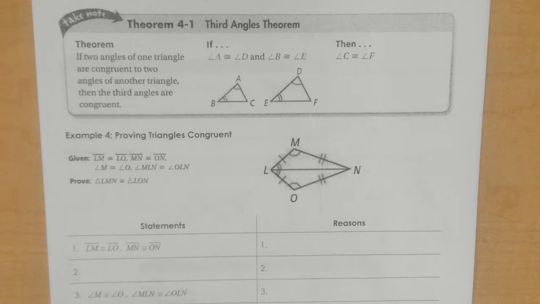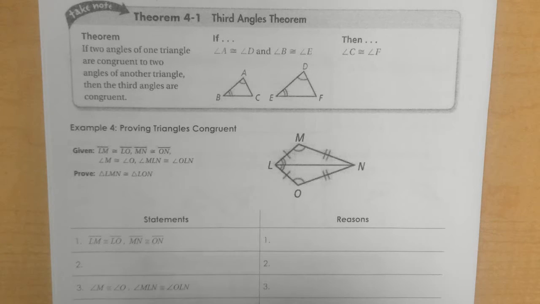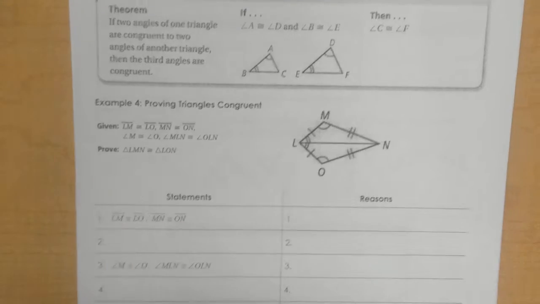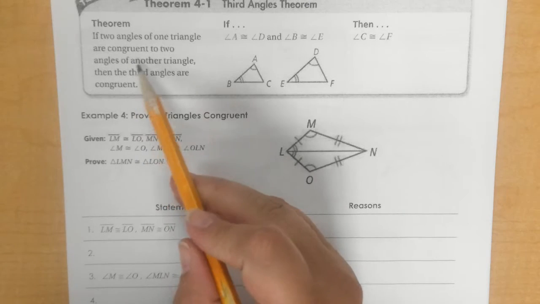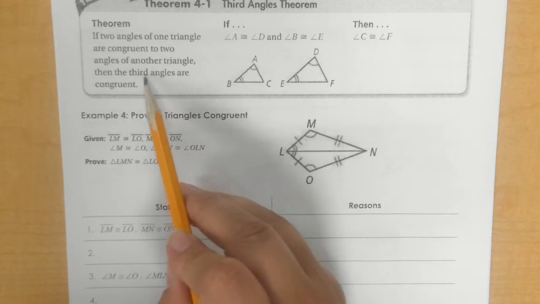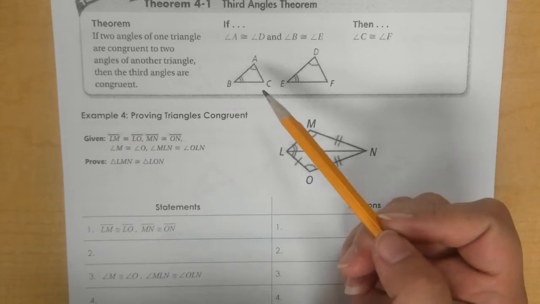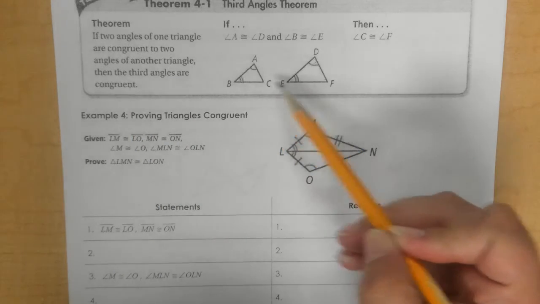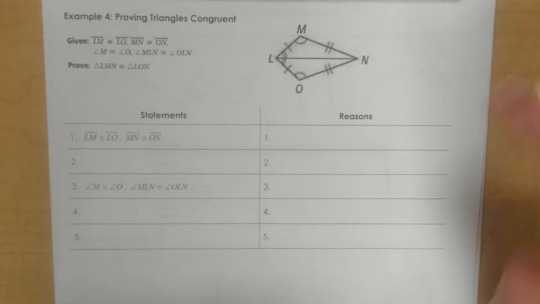For example 4, it's just a proof that we're going to work through. Third angles theorem says if two angles of one triangle are congruent to two angles of another triangle, then the third angle is congruent. So here these match up, which means that C and F have to match up. That's what it's saying. I went ahead and filled in part of the proof down here.